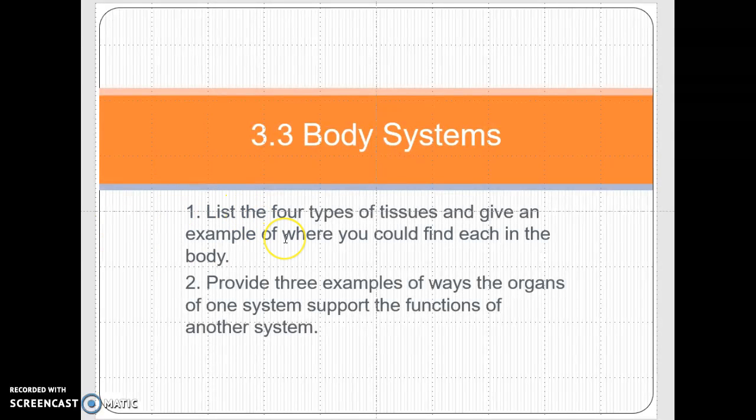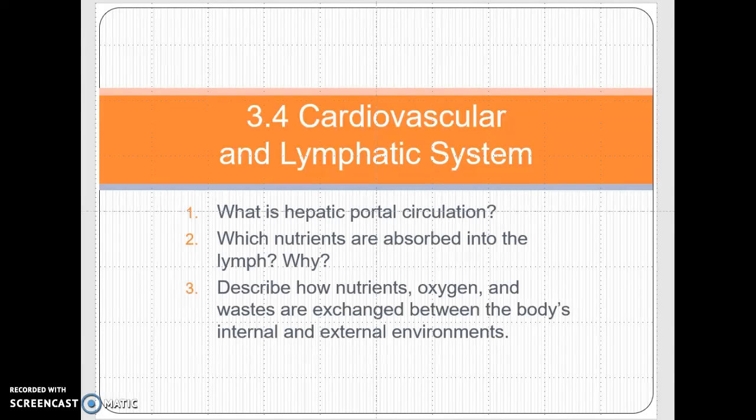So here are the body functions. This is the other part of this chapter. We're looking at different body systems. So there's 4 types of tissues that our organs are made up of in our body systems. And one of the systems we'll look at first will be the cardiovascular and lymphatic system.